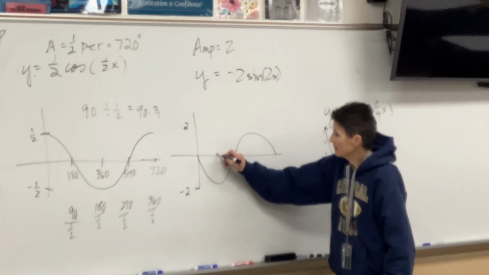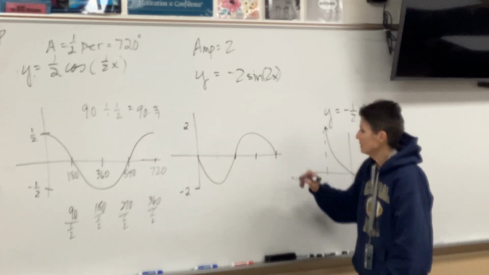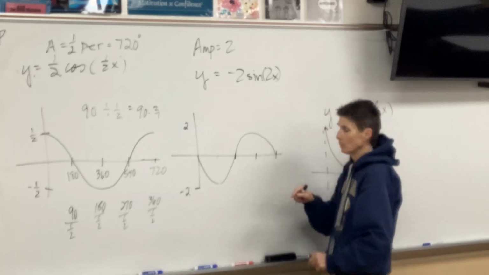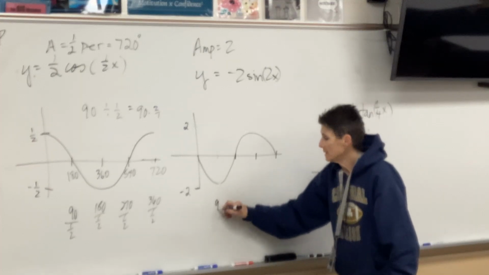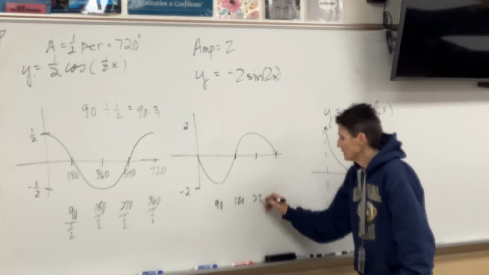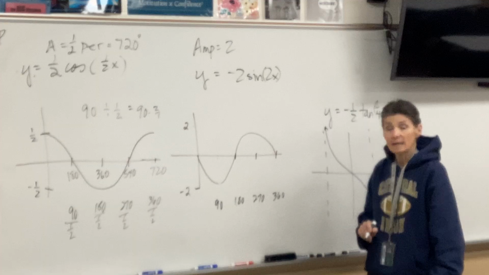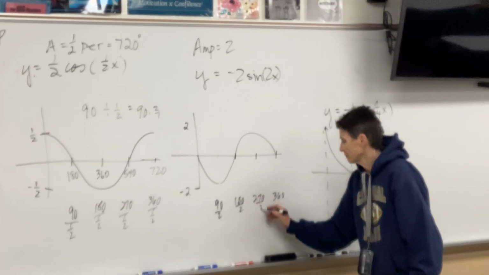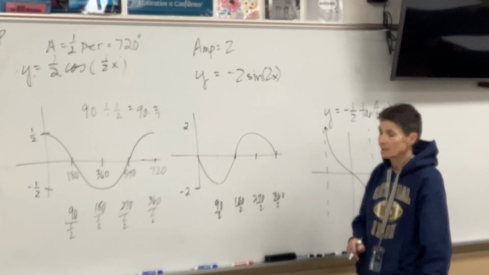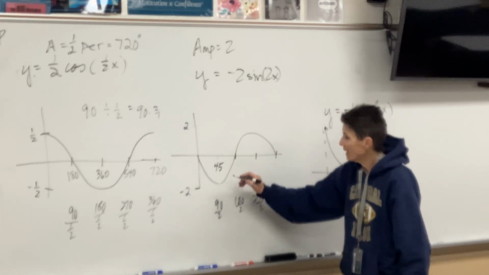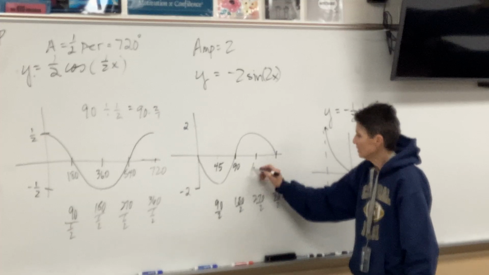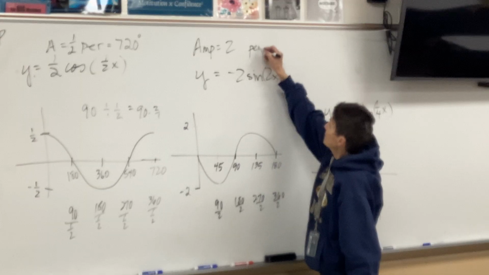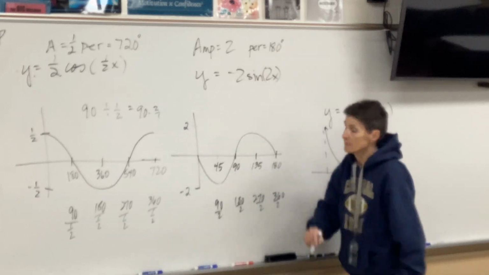Okay, I'm going to label here, here, here, and here. So I'm labeling where I cross, where I end, low point, high point. They should be just like the problem we just did. They should be 90, 180, 270, 360. I'm dividing them by 2. So my labels are 45, 90, 135, and 180. So my period is 180 degrees.